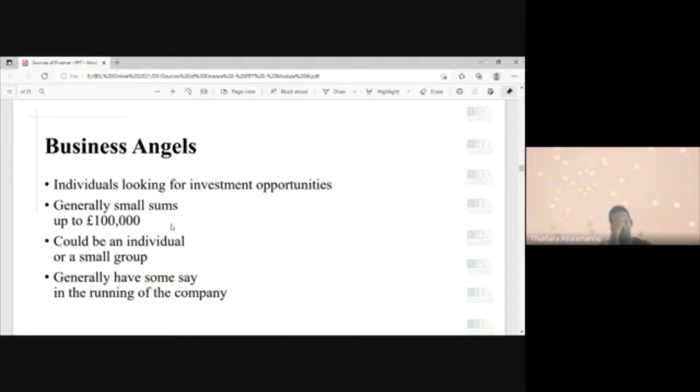In the Sri Lankan context also, you can see some advertisements saying there is an investment opportunity, come and invest. Similarly, here we call them business angels: smaller investments, not bigger, maximum up to 100,000. But once you have invested and entered into the business, you have some control in running the company. Maybe you can be appointed as a director. You may not always have the controlling interest, but to the extent of your investment you will have that controlling power.